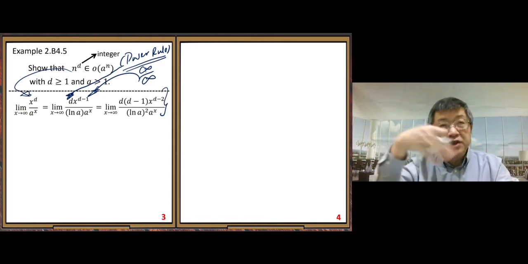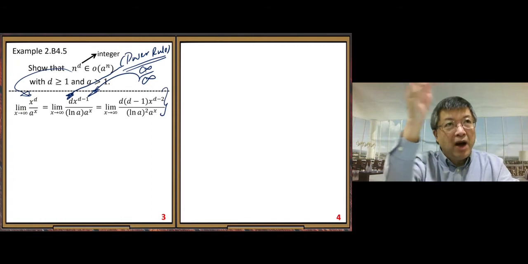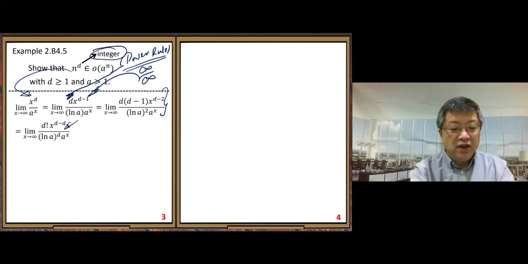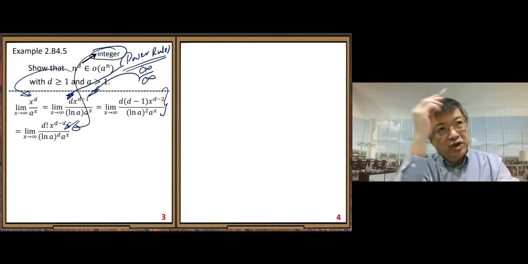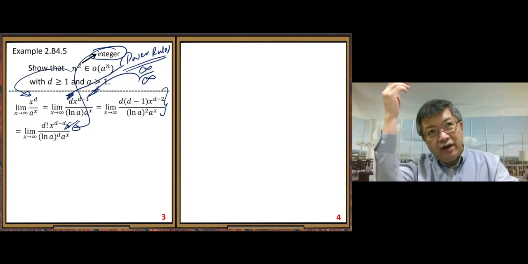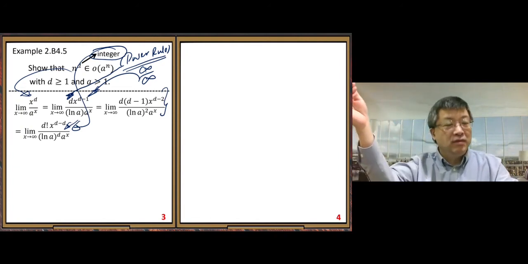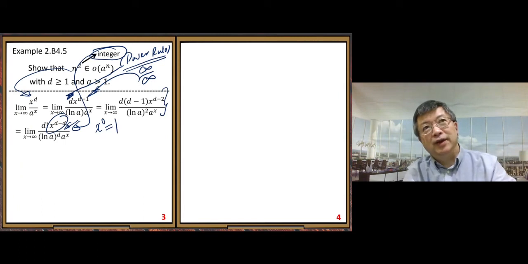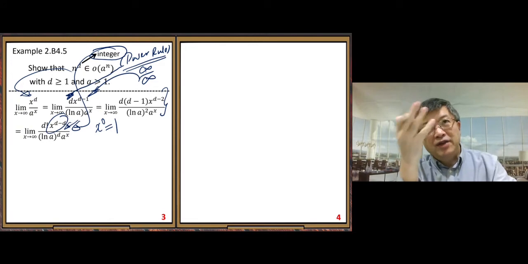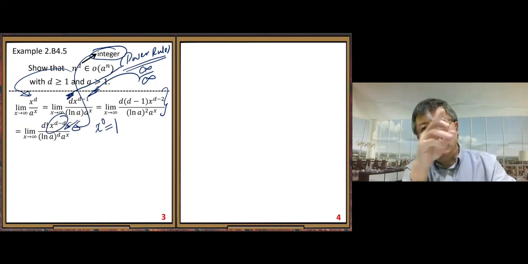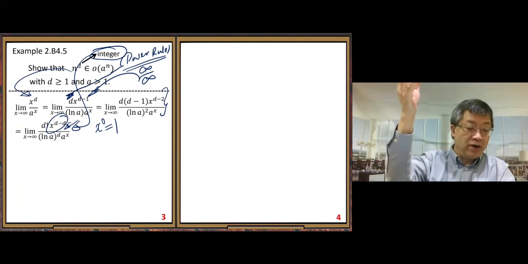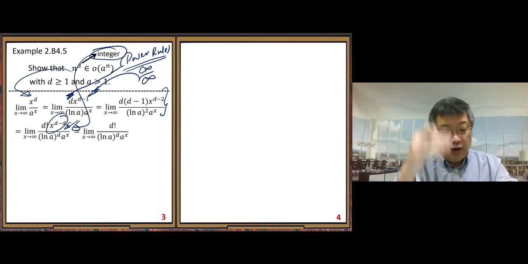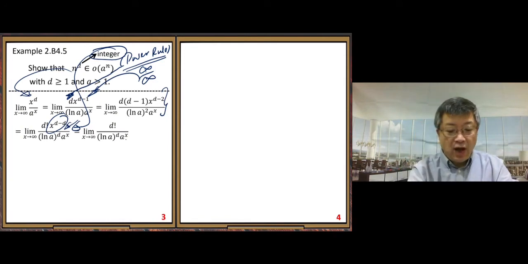If d is greater than 2, we can keep doing this until we get d minus d. Because d is an integer, every time it is reduced by 1, 2, 3, 4, and finally by d, so d minus d is gone. So x to the 0 equals 1, since a positive number to the 0th power equals 1. The variable x part of the numerator is gone. We can simplify to d factorial over natural log of a to the dth power times a to the x.